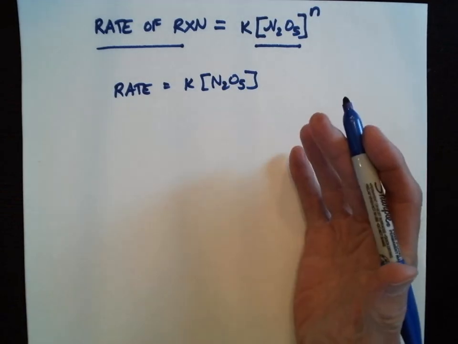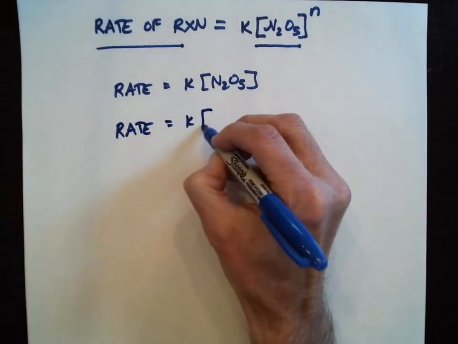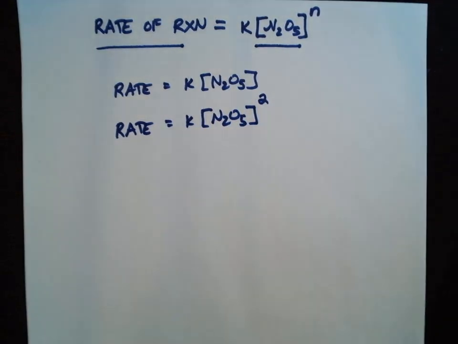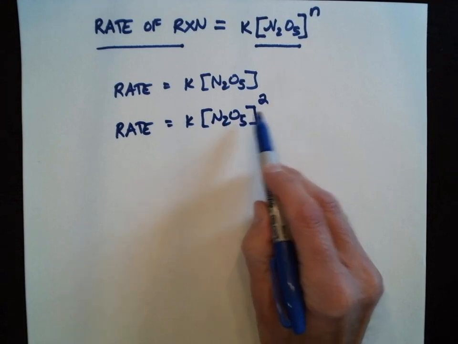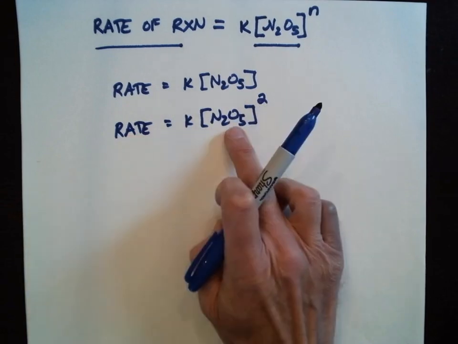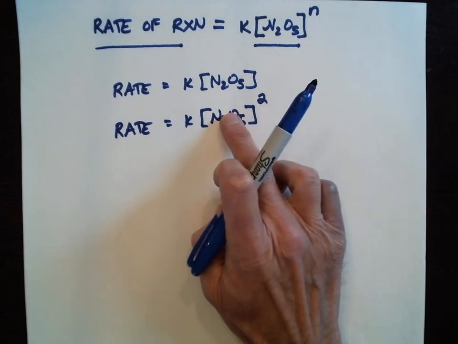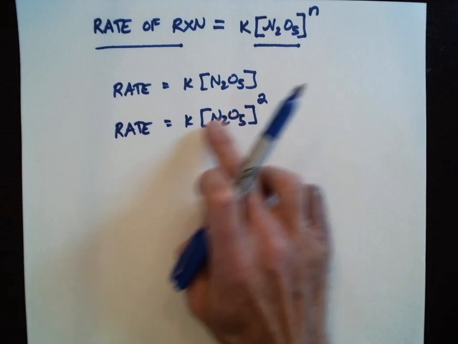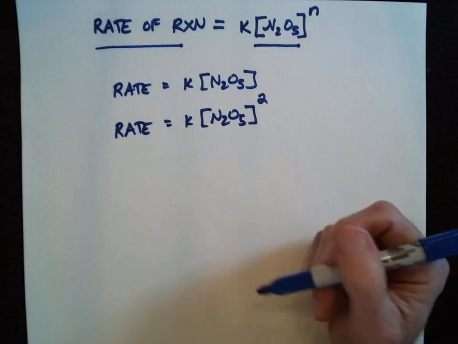There are some cases where this changes. There are some cases where n is 2. So in that particular case, we'd write this. And here, if we doubled the concentration, we would quadruple the rate. Because if we put a 1 in here, the rate is going to be k times 1 squared, which would be 1k. And if we put a 2 in here, double the concentration, 2 squared is 4. Doubling the concentration, the rate would be 4k. We quadruple the rate from k to 4k.